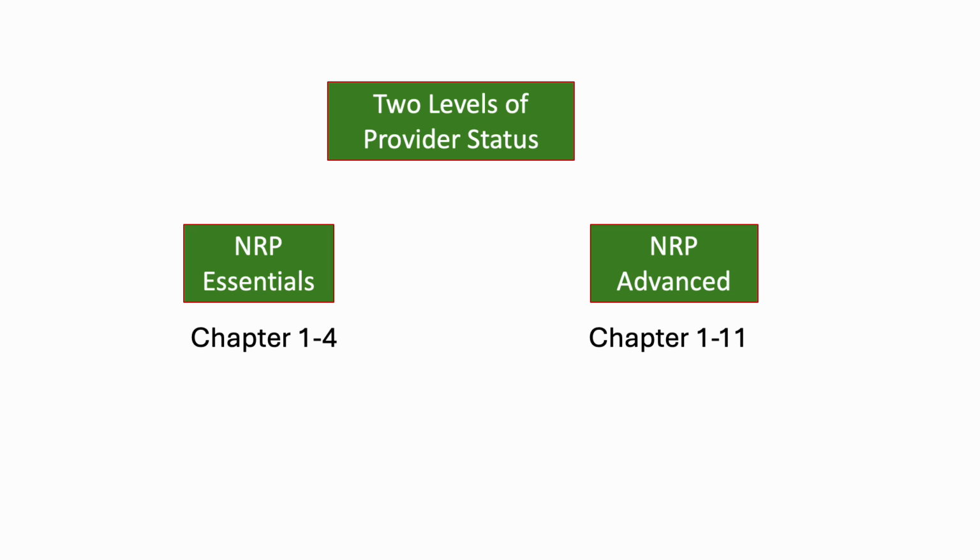So of course there are two levels of provider status, and like I said, this is for providers. Instructors have a different format. Those who are seeking provider status have two options: either the essentials, or the advanced. As it indicates, in essentials you only have to do chapters 1 to 4, and for advanced you have to do all the chapters. The new book is coming. The 9th edition will have 4 additional chapters.